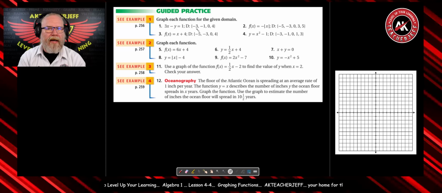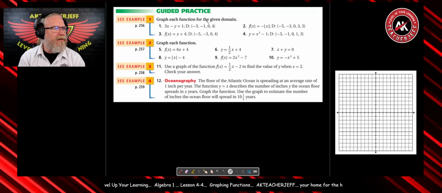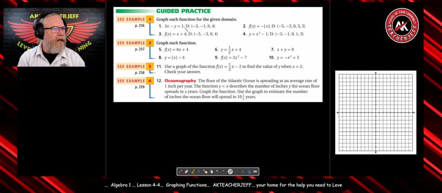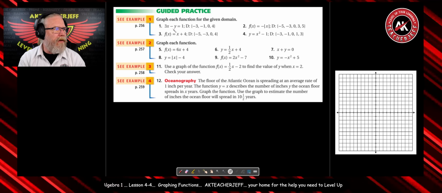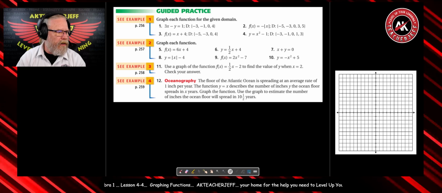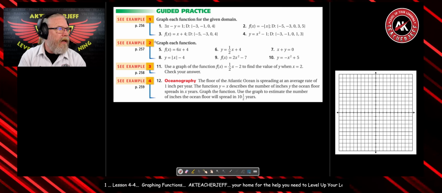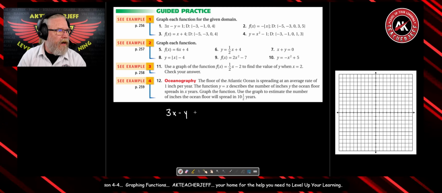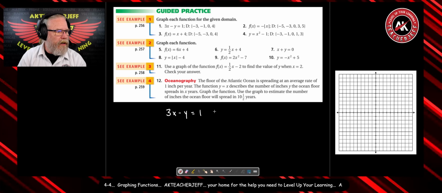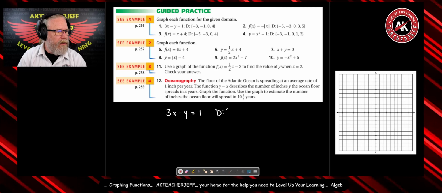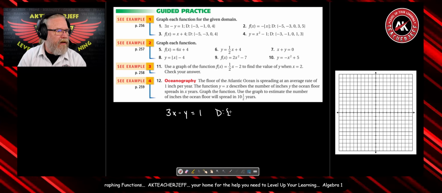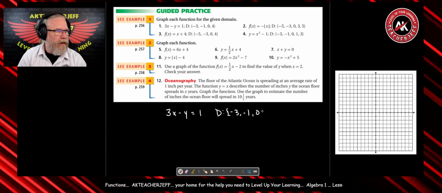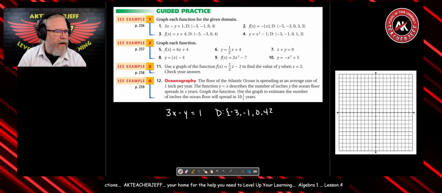So our guided practice for this one: graph each function for the given domain. Let's go ahead and pick one of them out. Let's just do number 1 real quick. This is 3x minus y equals 1. And our domain should be the set of -3, -1, 0, and 4.